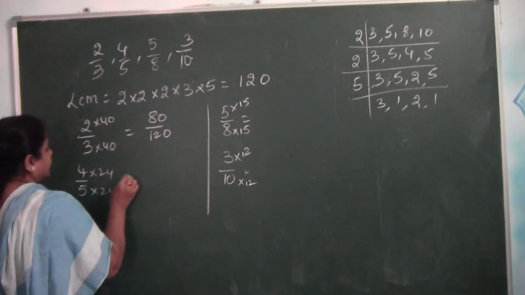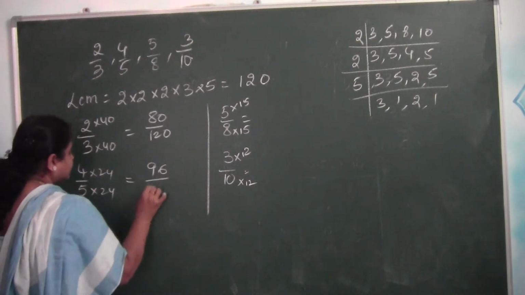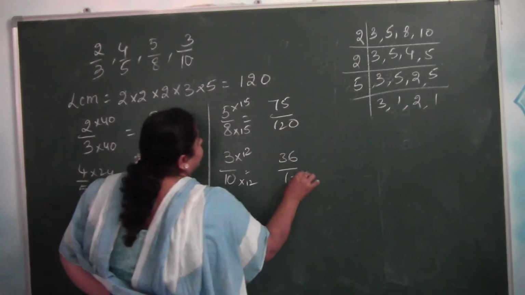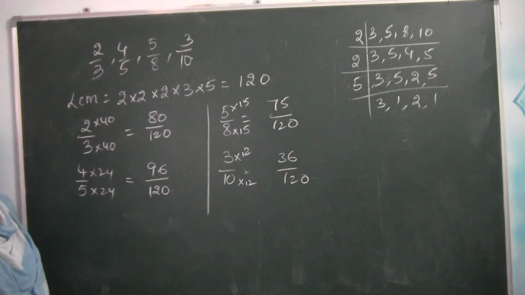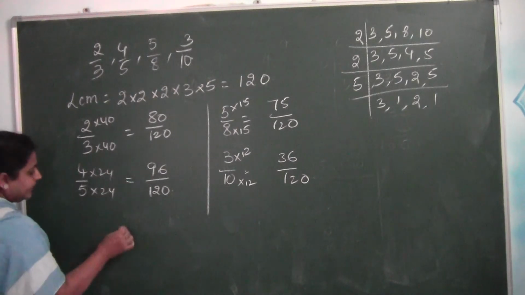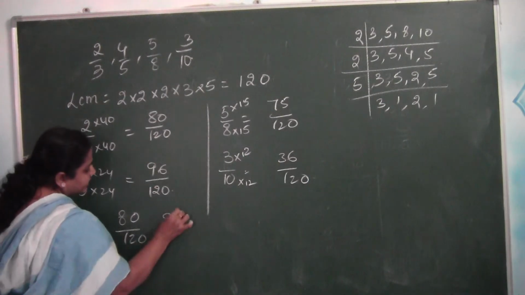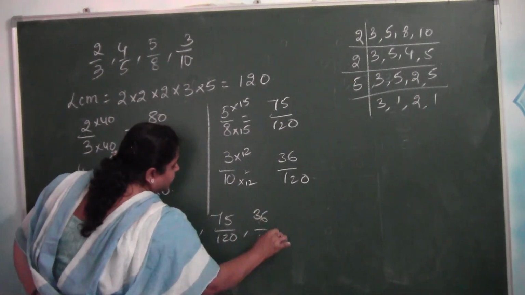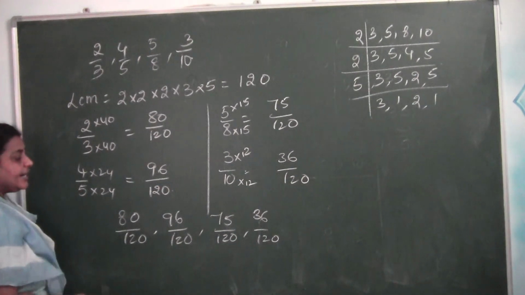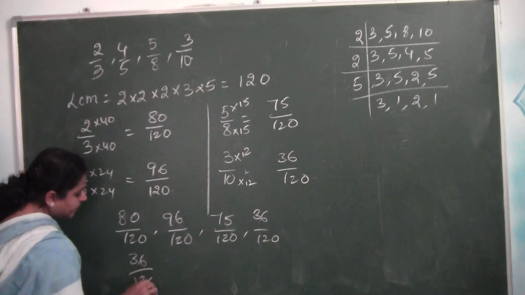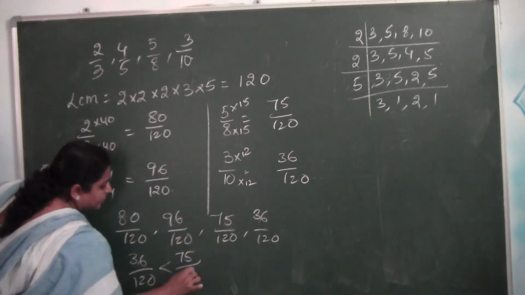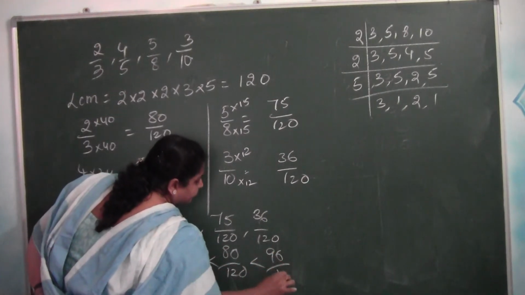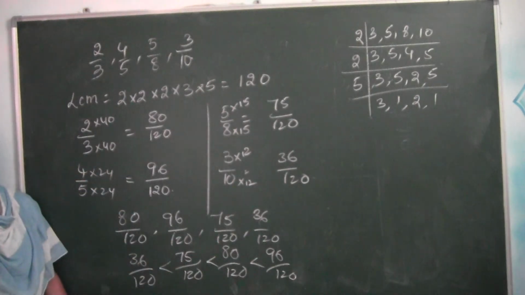Now let us multiply. 80 by 120. 4 4s are 16, so 96 by 120. 75 by 120 and 36 by 120. Now I have converted all the denominators to 120. Now I got all like fractions. Now let us list them out: 80 by 120, 96 by 120, 75 by 120 and 36 by 120. Okay, now let us write in ascending order: 36 by 120 less than 75 by 120 less than 80 by 120 less than 96 by 120. Then similarly, reading from backward to forward is your descending order.